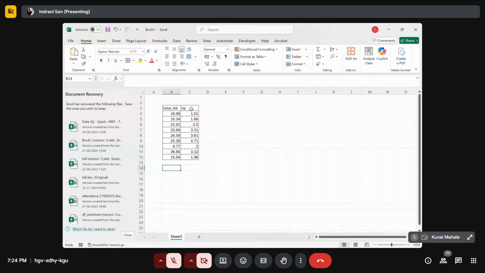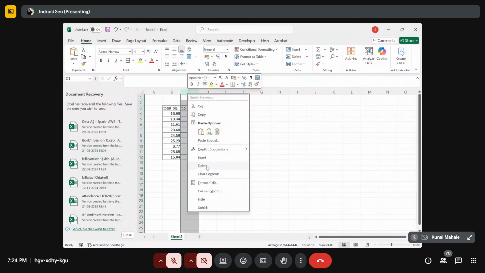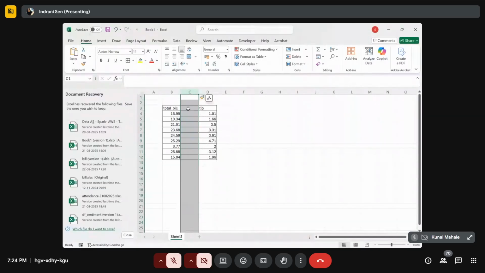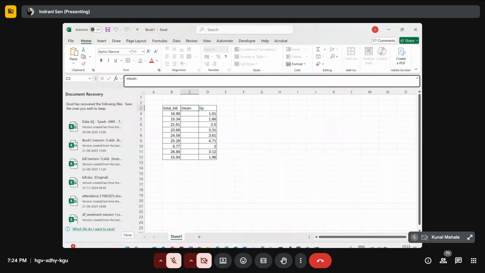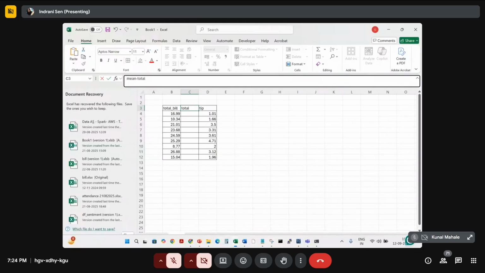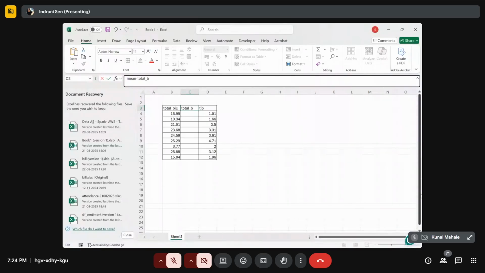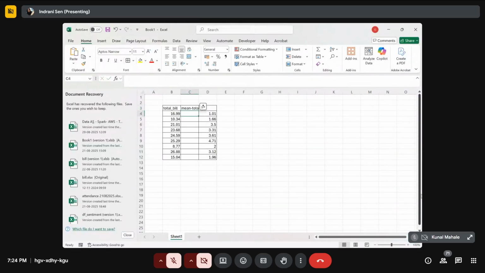Now, how do you calculate the variance? We have something called deviation from the mean, which is calculated by subtracting the total bill from the mean. So here, mean minus total bill will give you the deviation from the mean.